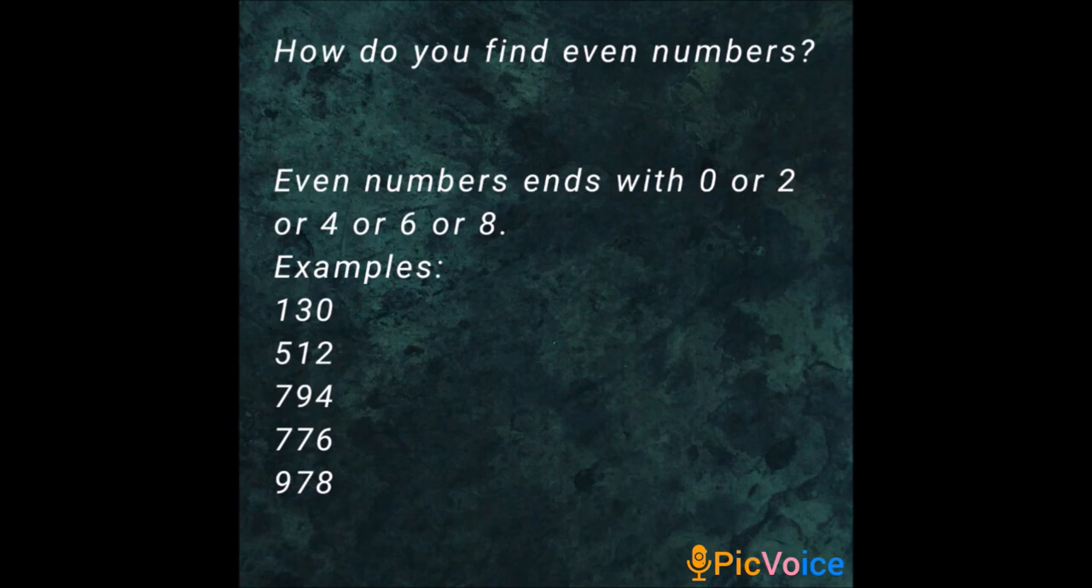See the last one, 978. Its units place number is 8. So it is an even number. So it is also divisible by 2. So from this, what do we conclude? All the even numbers are divisible by 2. How do you find the even numbers? The numbers which end with 0 or 2 or 4 or 6 or 8 are said to be even numbers. Otherwise, they are said to be odd numbers.